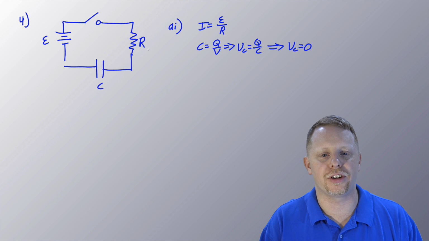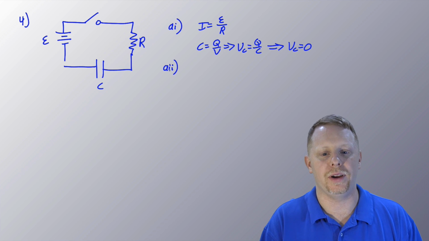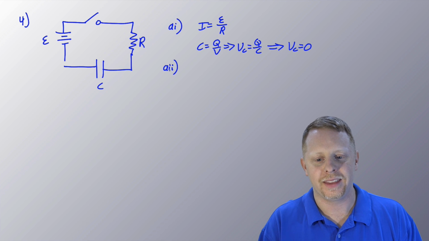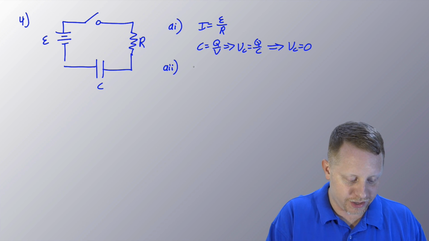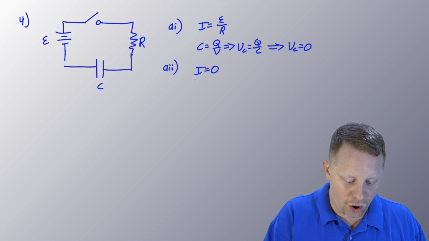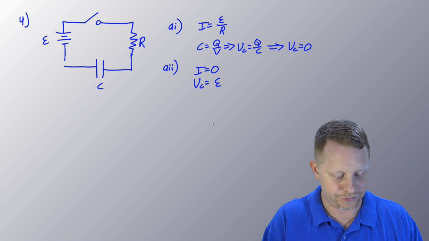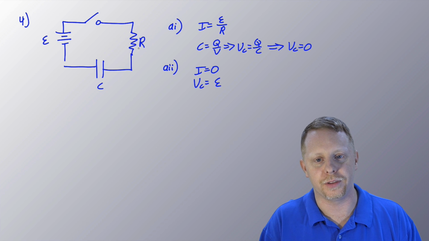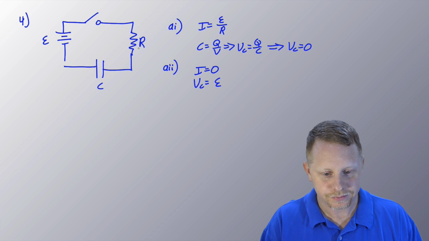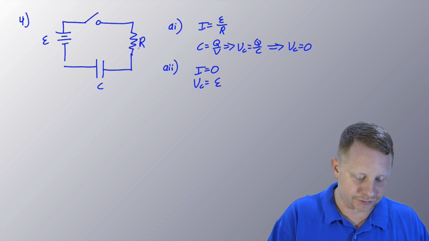Now, part 2 says determine the current in the resistor a long time after the switch is closed. So we're assuming at this point the capacitor is fully charged. The capacitor acts like an open as t approaches infinity. There's no current flowing in the circuit, and all of the potential difference of the battery is across the capacitor. No current flowing through the resistor, therefore the voltage across it must be 0. So I think that answers part A pretty well, and that allows us to go on to part B.